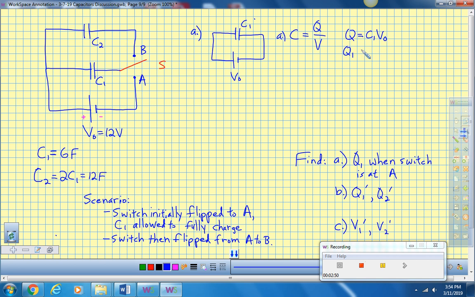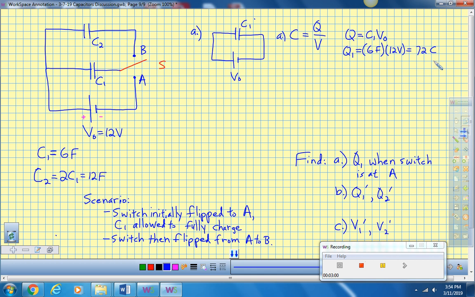So Q1 at the end of charging capacitor 1 is just going to be 6 farads, which is a huge capacitor, times 12 volts. So we'd have 72 coulombs of charge. And again, that's an enormous amount of charge, but we're just saying this so that the numbers are neat and easy to work out with. I don't feel like doing things with microfarads and picofarads, etc.